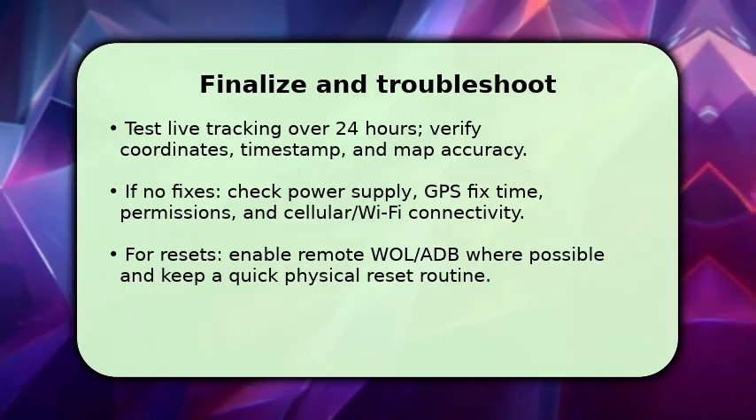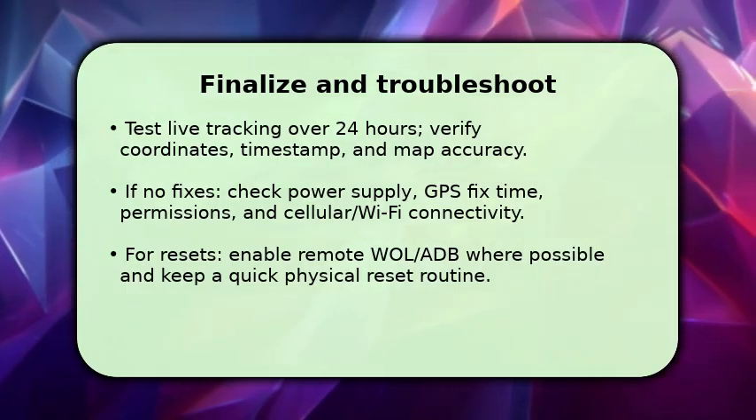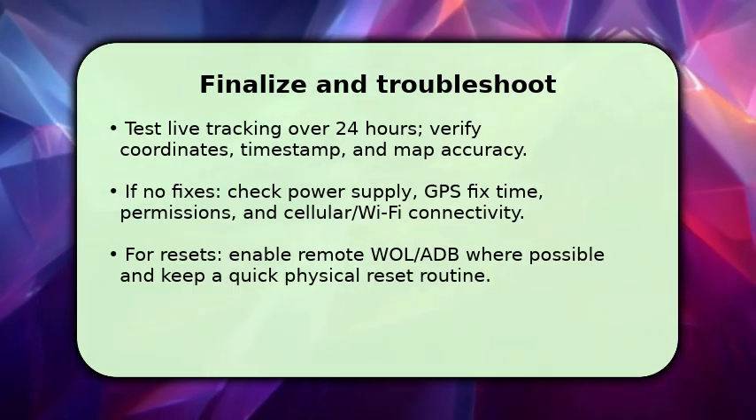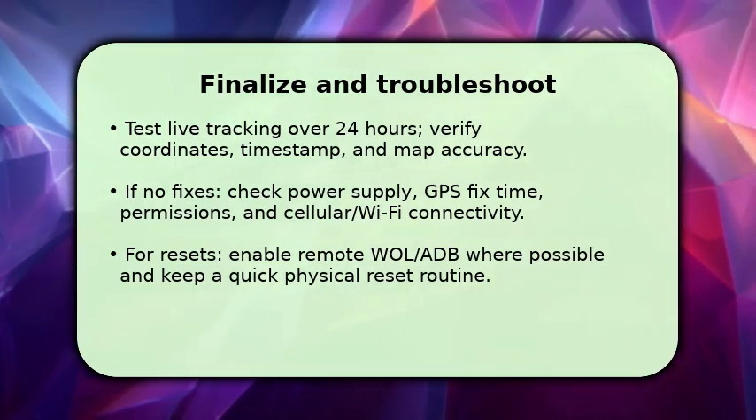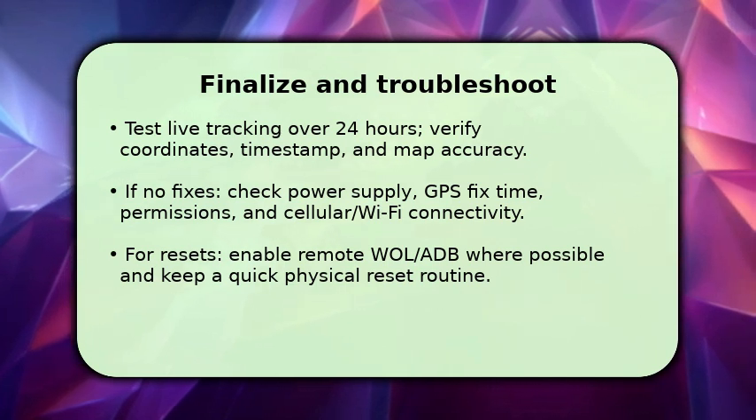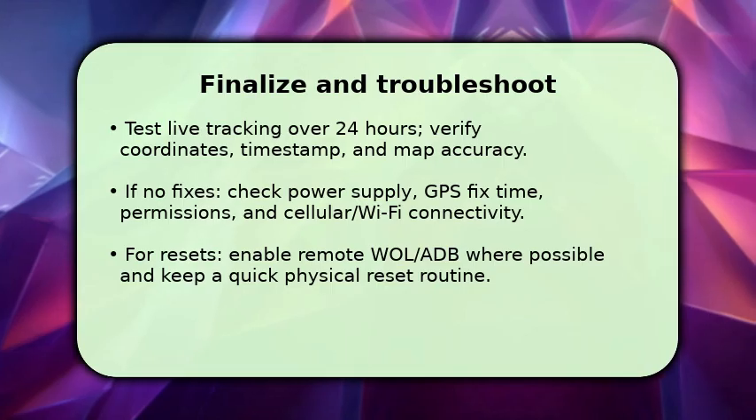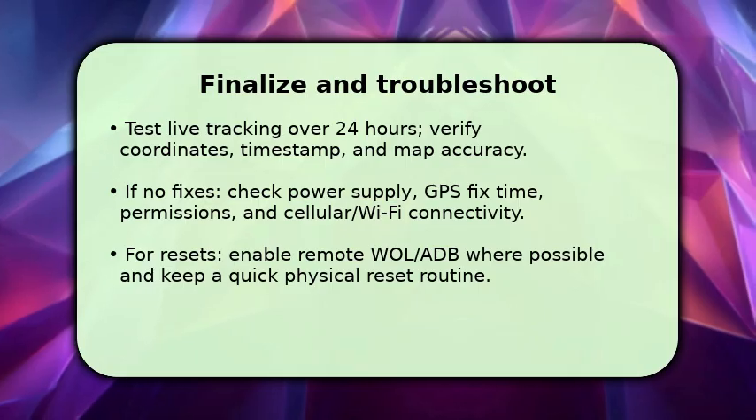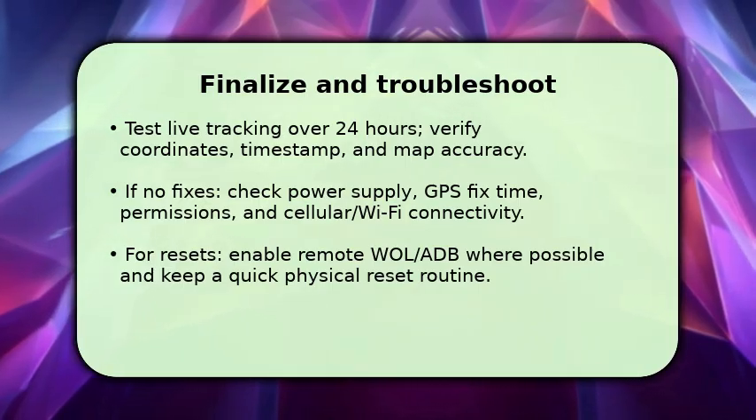If tracking fails, first confirm stable power and that GPS has a clear sky view, then check that background permissions and battery optimizations weren't re-enabled. If connectivity or app crashes occur, enable automated app restarts or remote ADB access, and keep a simple physical reset procedure. This ensures continuous tracking and a clear recovery path.